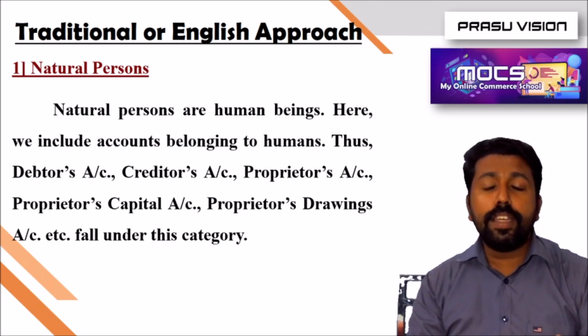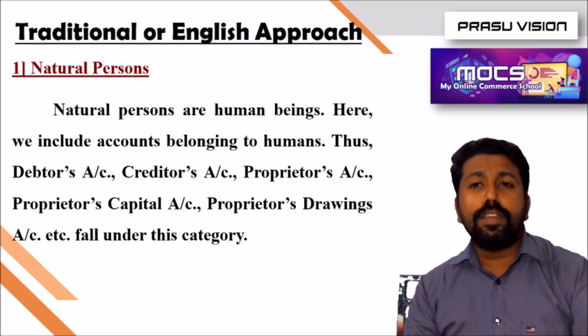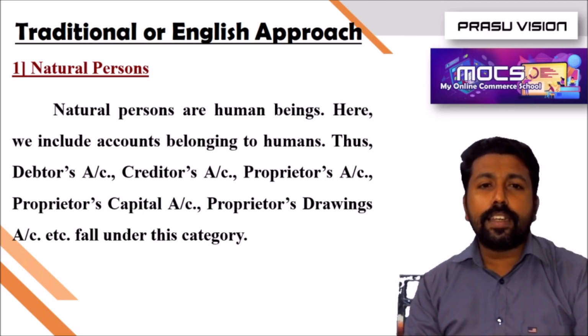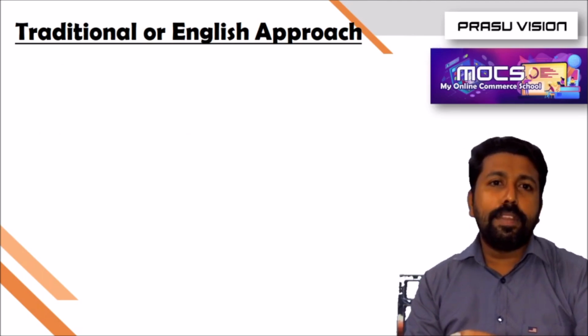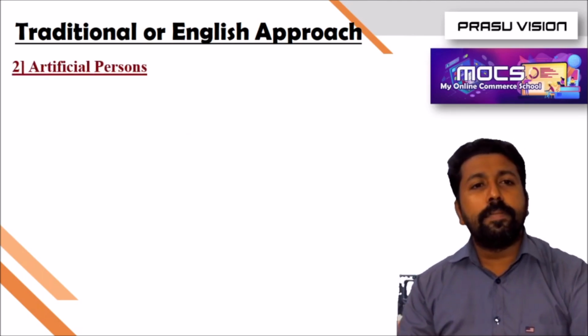It will be very easy when you learn the analysis of transactions on the basis of the debit credit rules. It will be very clear who is a natural person, artificial person, and a representative person. Please remember that. And also, the second category comes, the artificial person.